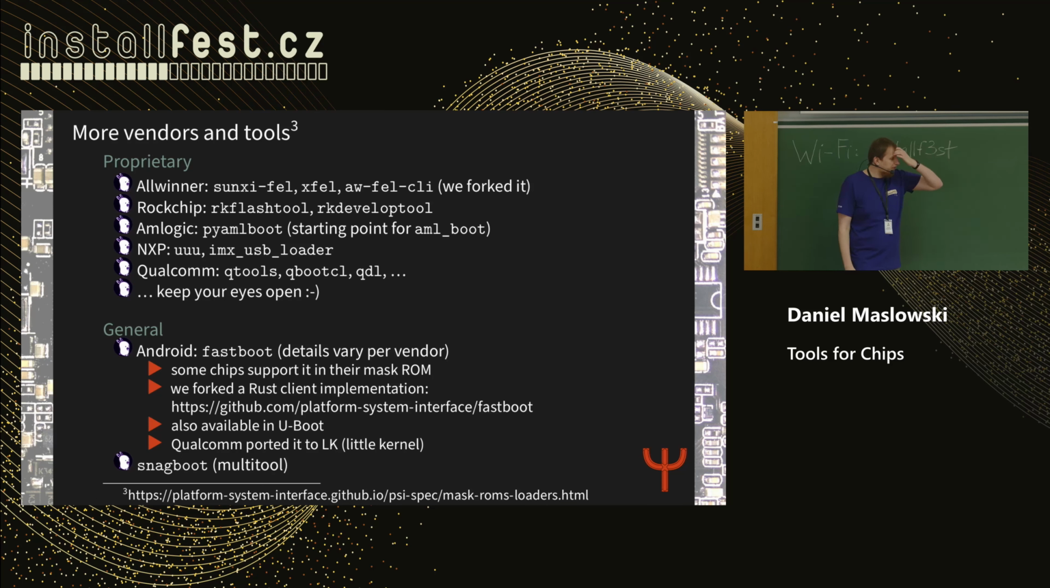Qualcomm even did something funny. They put their implementation of fastboot into something called LK, or Little Kernel. It's another small operating system kernel that you can also find on GitHub. And then there is another tool called Snagboot. Snagboot is essentially a collection to work with many different chips. I haven't taken a look into that in a while. I think it's written in Python, and it supports many different chips.